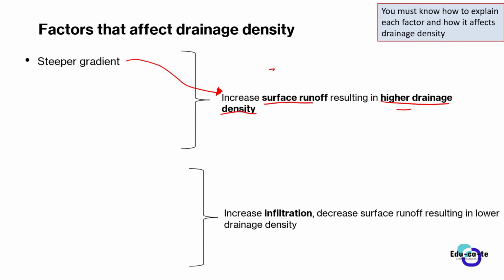So whenever they say explain how the steeper gradient causes a higher drainage density, or explain how the steeper gradient results in a higher drainage density, the steeper gradient increases surface runoff, because basically when water is flowing over a steep area, more of the water will flow and there will be less infiltration. So the steeper gradient increases surface runoff, resulting in a higher drainage density.